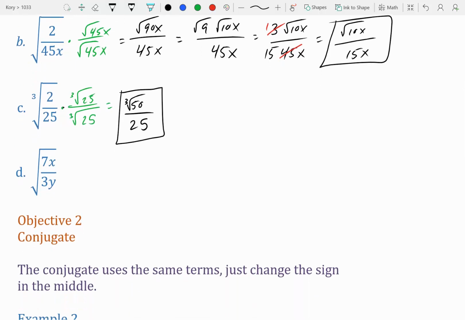Last one for monomial. We're going to multiply by the denominator. So we have the square root of 21xy over 3y.